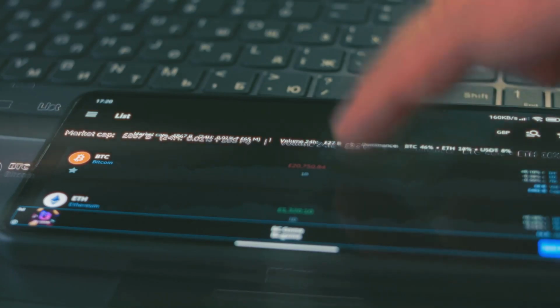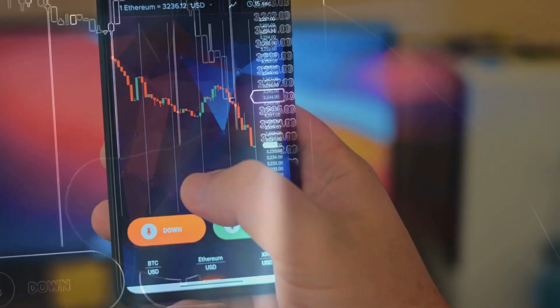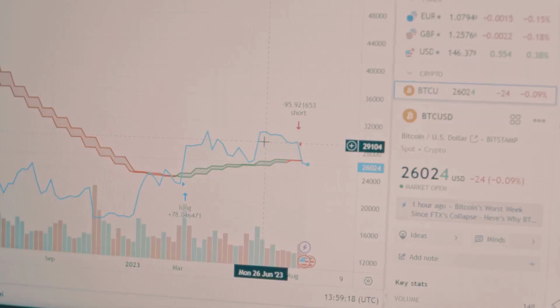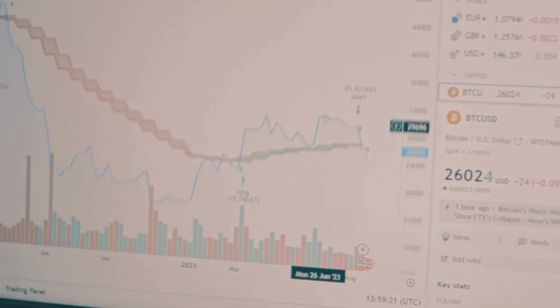Let's place a limit order for Bitcoin. Enter the amount of ETH you want to spend, set your limit price, and hit buy. Voila, your order is now in the order book.